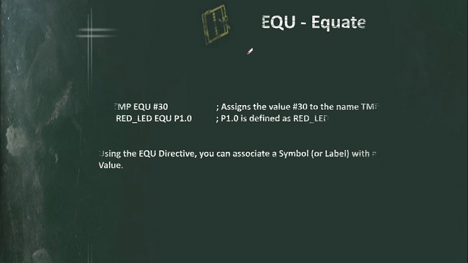Now let's see what EQU is. It means equate. You can take an example here. Equate is nothing but equating some numerical value to some characters. Here I have taken TMP EQU #30. It means we are assigning 30 to TMP. Further in a program, wherever we want that 30, we can just write TMP, because TMP is assigned as 30. So instead of writing 30, we can just write TMP.